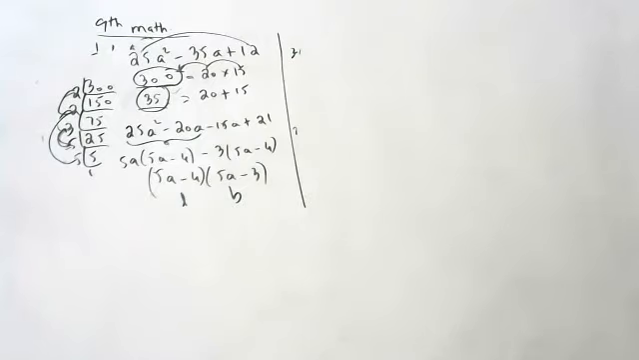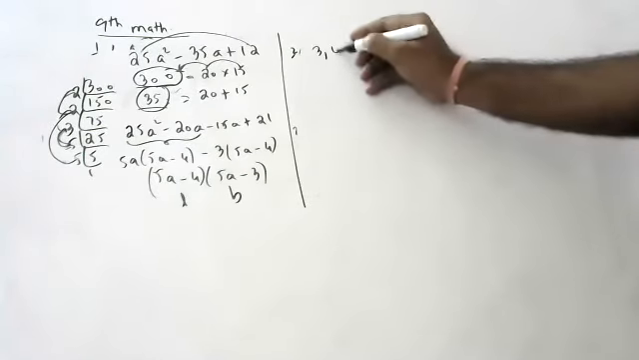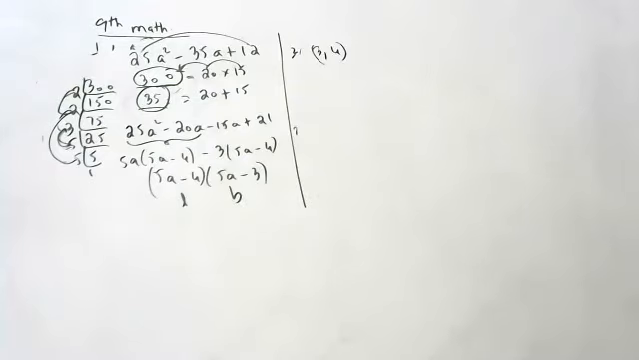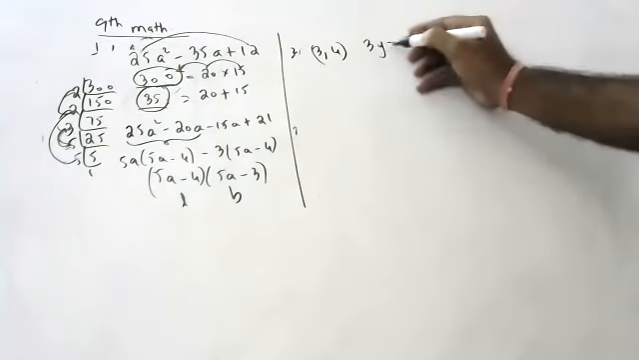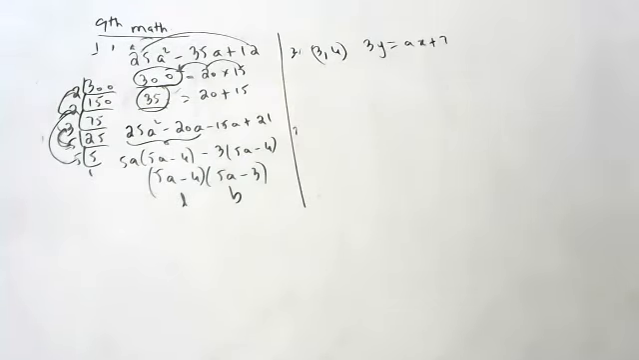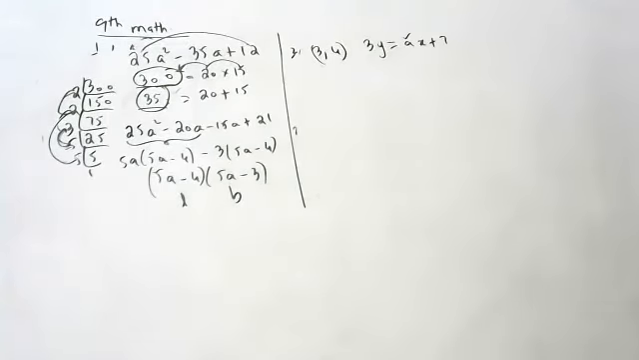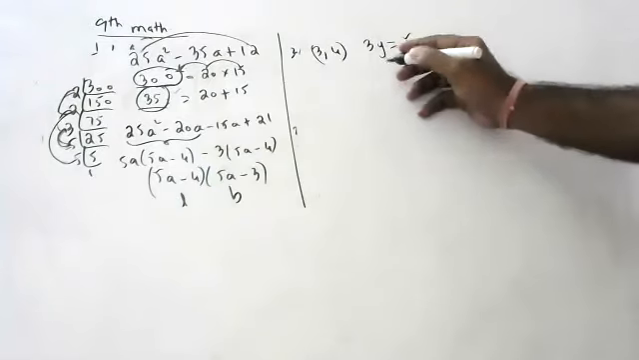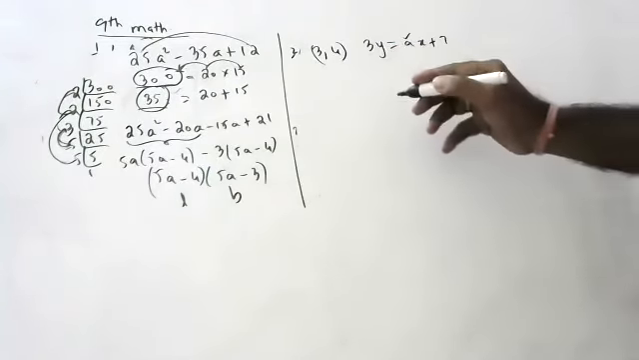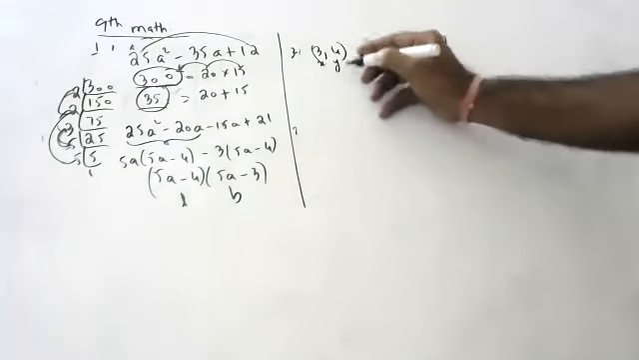Children, next one. If the point 3 comma 4 lies on the graph of the equation of the line 3y is equal to ax plus 7, find a. Who will tell this? Kaustubha, you tell a. How to find a? She is not listening. Who will tell? Tanmay, you tell. Yes, sir.